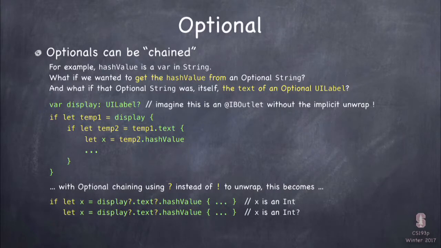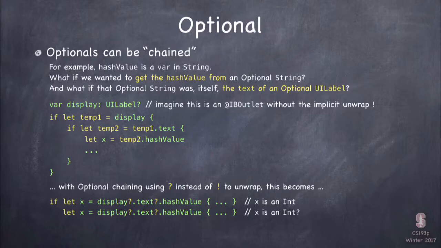If let x equal display question mark dot text question mark dot hash value, then do something with x. Okay? And in that case, of course, x will be a non-optional because I'm doing if-let on it. If I take the if off and just do let x equal all that, then x will be an optional int. Now, how is this working? What's happening is every time you have one of those question marks after an optional, it's saying, if this is in the set case, then grab it and keep on going, right? Send the next thing. If it's in the nil case, then just return nil for this whole expression. This entire line, boom, it's just going to return nil. And if I'm if-letting it, then obviously the code won't get executed.